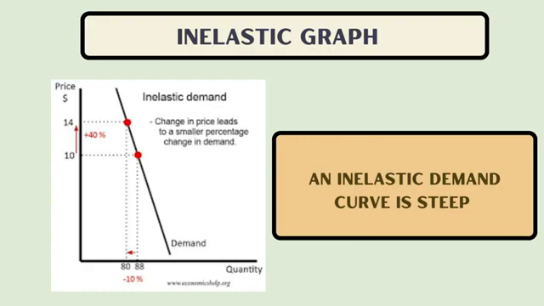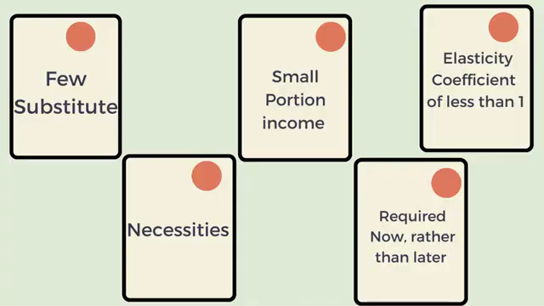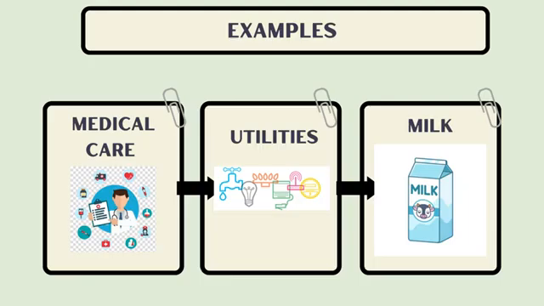For an inelastic graph, the demand curve is steep, which is shown in the picture. A few characteristics of inelastic demand are that it has very few substitutes, it's a necessity to us, it takes up a small portion of our income, and it's required now rather than later, which means that we need it on a daily basis. It has an elasticity coefficient of less than 1. A few examples of these would be medical care, utilities, and milk. Medical care can't be substituted for anything. It's a necessity of ours, which is also the same for utilities, as we need water and power to live.